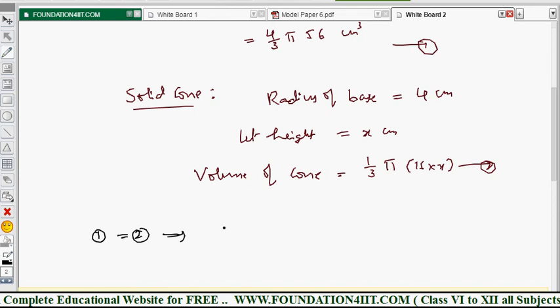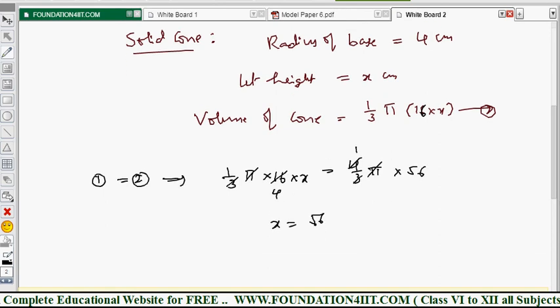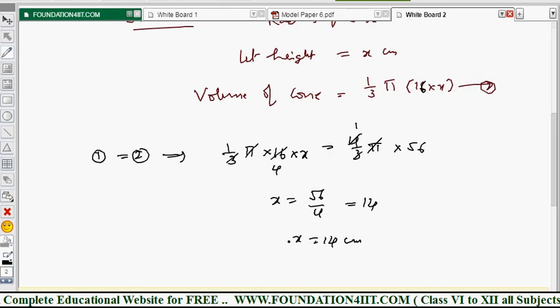So that implies 1 by 3 pi into 16 into x, 4 square is 16, is equal to 4 by 3 pi into 56. So by cancellation, pi gets cancelled, denominator 3 cancelled, and 4 ones are 4, 4 fours are 16. So 4x is equal to 56. x is 56 by 4, that is equal to 14. So x is equal to 14 centimeters. That means the height of the cone is 14 centimeters.